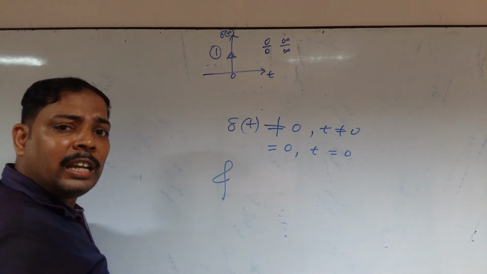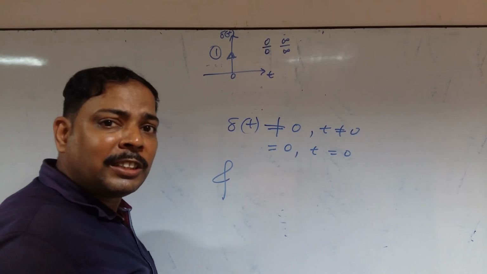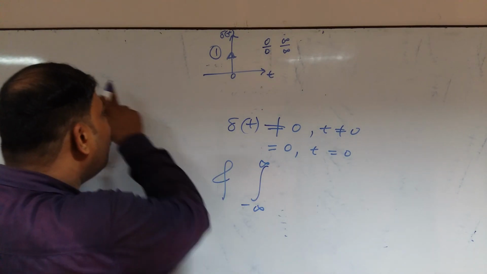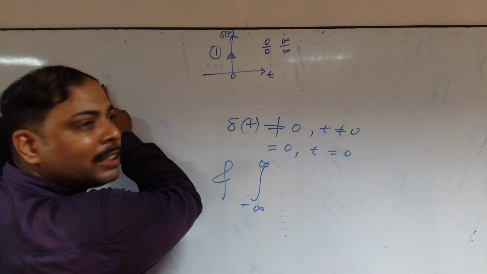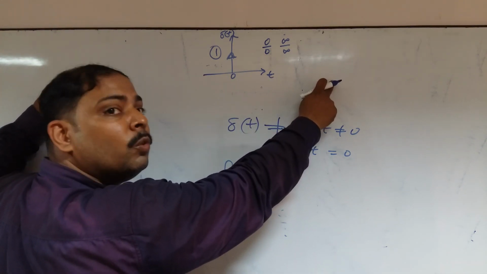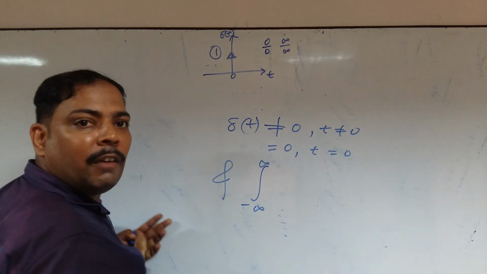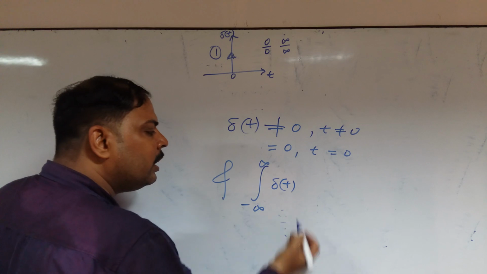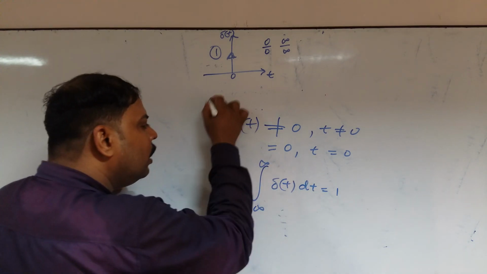Now how do we represent the area mathematically? You can represent the area by integration. You integrate over the entire time axis, from minus infinity to plus infinity, and find the area of this signal, and you will definitely get the area as 1. That means the integral from minus infinity to infinity of del t dt is equal to 1.